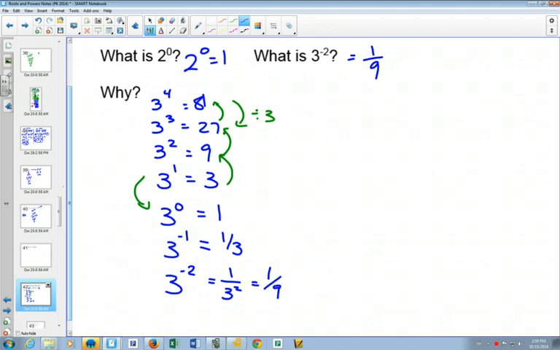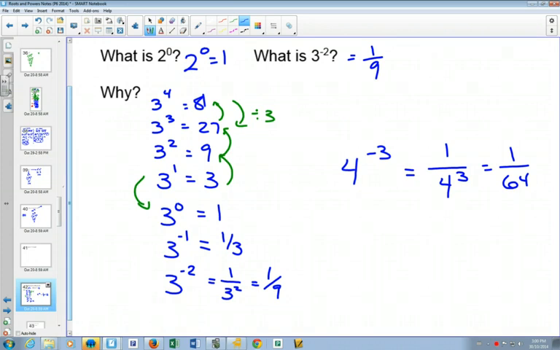So if you wanted to figure out in your head what 4 to the negative 3 is, you would say to yourself, well, that's the same as 1 over 4 to the 3, because I would have to keep dividing by 4. And you could simplify that to 1 over 64. Yes? They're both right. They're both good explanations.